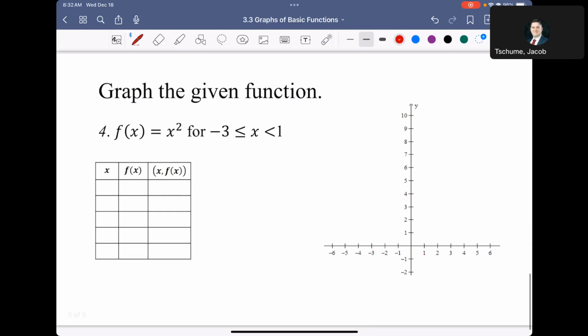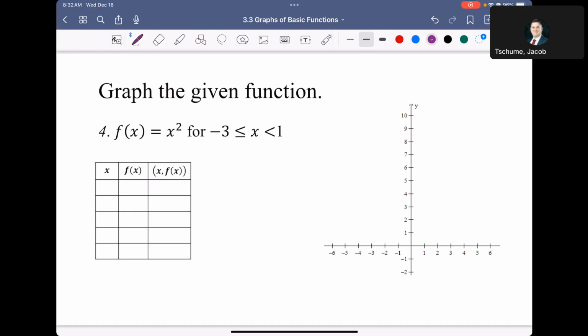All right, and finally, the last thing I want to make sure you're aware of is that we will also see some graphs that you're used to, like x squared, you might know is a parabola. But what we'll also have to be comfortable doing is looking at graphs on restricted intervals. So on this last problem for this video, I want us to graph x squared, but only between -3 and 1. And you'll notice that the -3 has an equal sign, and the 1 does not have an equal sign. And we'll get into that in just a minute.